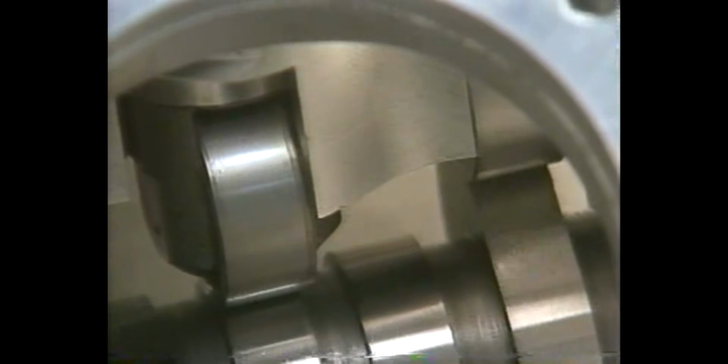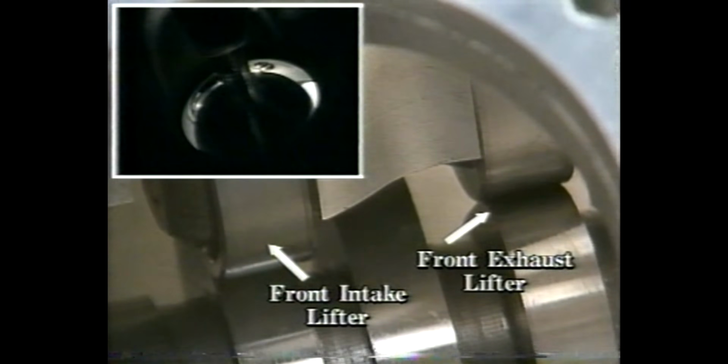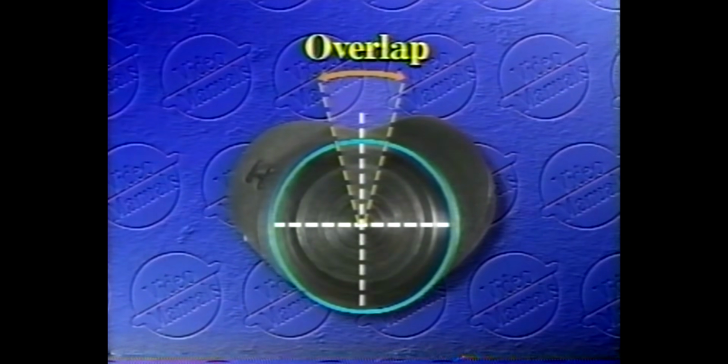The term overlap refers to the situation where both lifters are off their respective base circles together and both valves are open at the same time in one cylinder. That is, the inlet valve is beginning to open and the exhaust valve is almost closed.